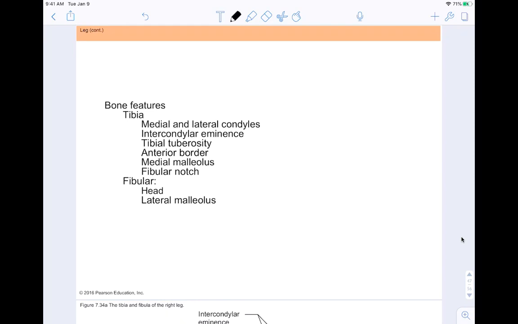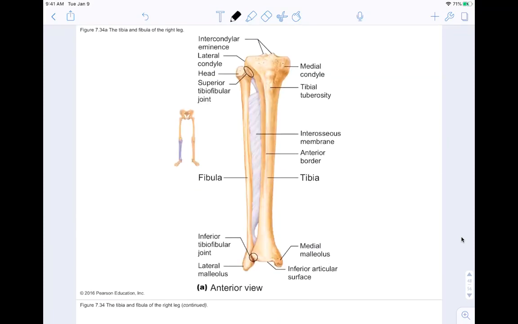The bone features we're going to be talking about in the tibia, we'll talk about that one first. Okay, we have the medial and lateral condyles. You have the intercondylar eminence. You have the tibial tuberosity, anterior border, the medial malleolus. You have the fibular notch, and then for the fibula, you're going to have the head and the lateral malleolus. So let's take a look at those.